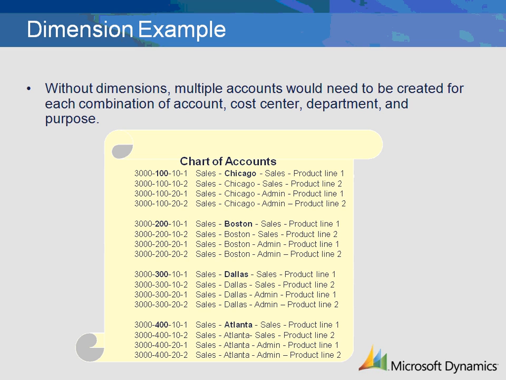For Account 3000, we have an account that represents each location: Chicago, Boston, Dallas, and Atlanta. Within each location, we have an account for each department, sales or admin. And finally, within each department, we have an account for the purpose, Product Line 1 and Product Line 2. Using dimensions, we will reduce the number of accounts that need to be created.